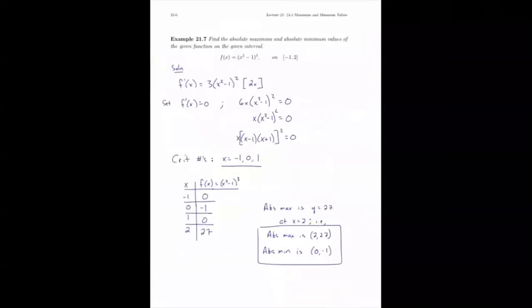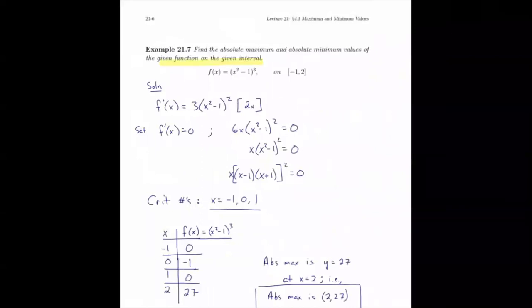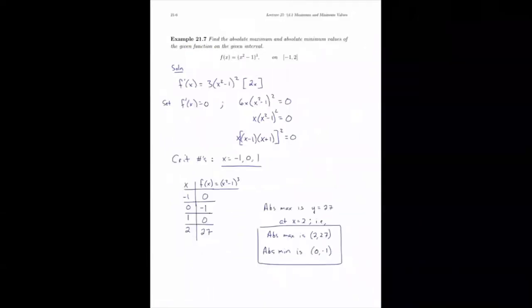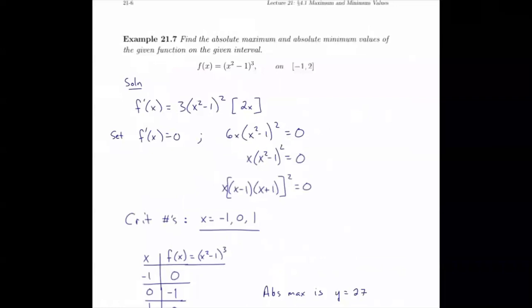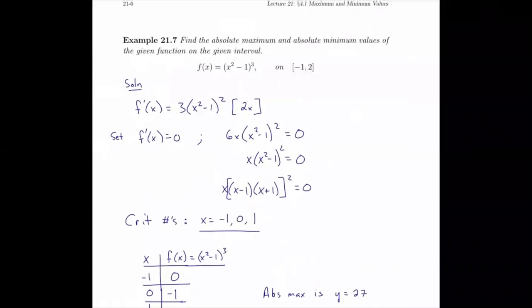Okay. So find the absolute maximum and minimum values of the given function on the given interval. This one's a little bit more complicated. We've got f of x is equal to (x squared minus 1) cubed on the interval -1 to 2. Well, it's a little bit more complicated looking, but the process is still the same, right? I have f prime of x. I'm going to set that equal to 0 ultimately.